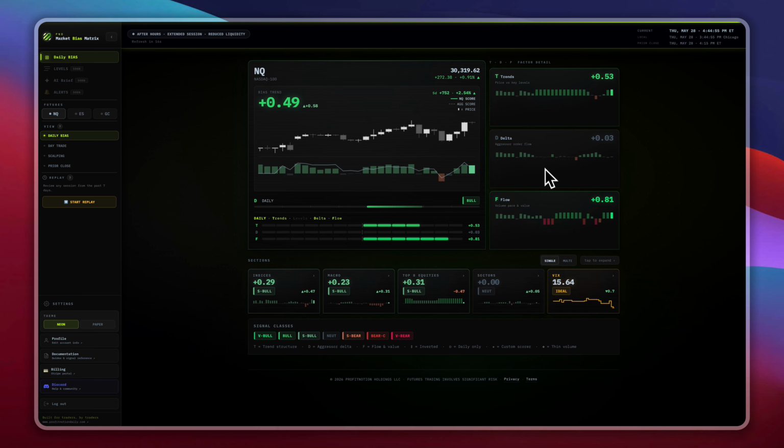And while this does look simple, there's actually a lot of different factors that are built into it, which I'll make another video that really goes into the nitty gritty. But the idea is that we're taking all of these instruments, we're scoring all of these factors, and then we're rolling it up into a score, right?